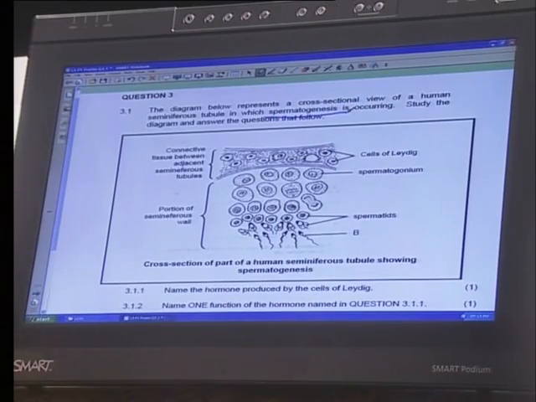Now, remember that gametogenesis is the formation of the gametes through the process of meiosis. It's the different stages that it undergoes in order to produce haploid gametes. So in the male, it's called spermatogenesis, and we produce sperm cells. And in the female, it's called oogenesis, and we produce the egg cell.